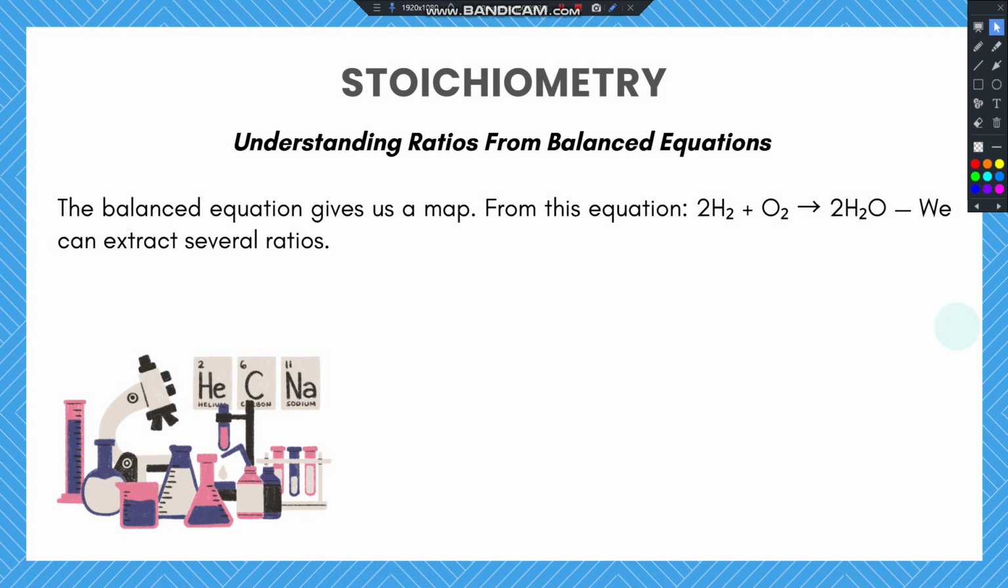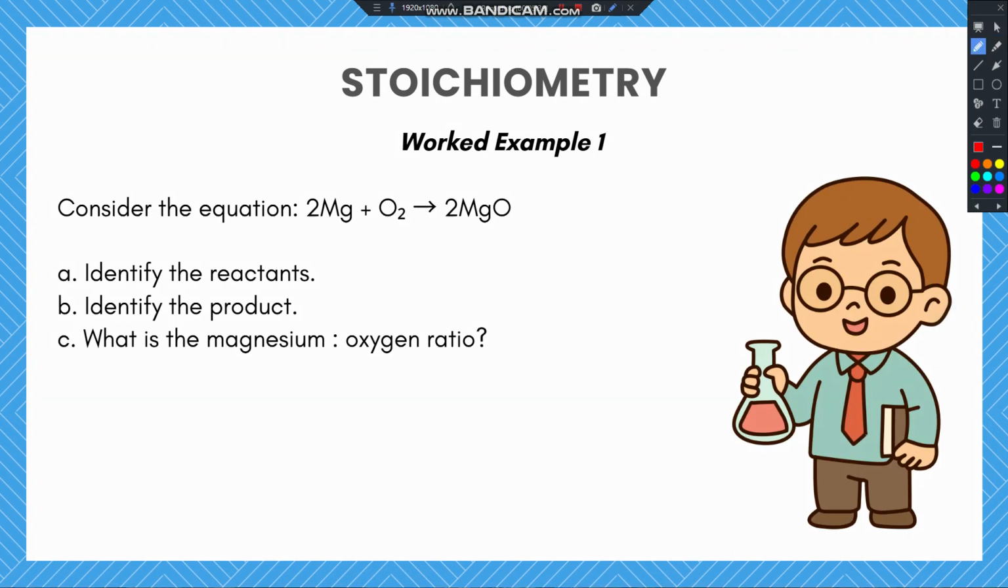Now that we understand that, let's move forward and see if we can treat a number of examples. So we have this equation on the screen right now. We are to identify the reactants, identify the product, and we are also to find out what the magnesium to oxygen mole ratio is.